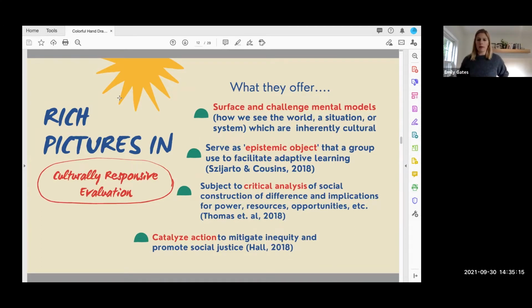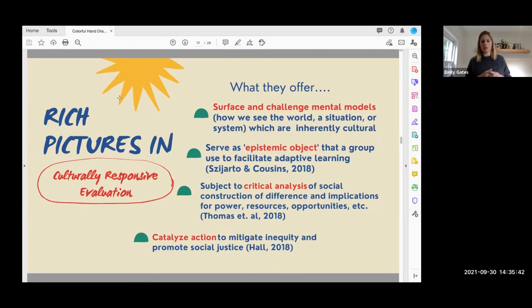And so again, this offers a way of looking at some of those cultural assumptions and differences and embracing them and exploring them. There's some work on adaptive learning of this idea of an epistemic object, something that is co-constructed and shared, that people from different backgrounds and different disciplines then can interact with, and that can generate this process of learning together. So it functions in that way.